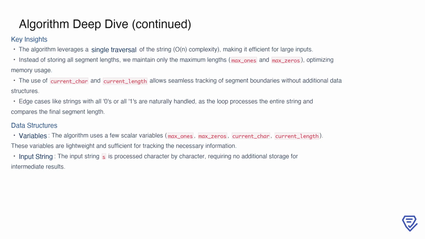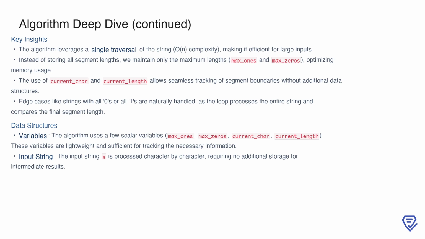By traversing the string only once, we achieve a time complexity of O(n), where n is the length of the string. This ensures the algorithm scales well even for large inputs. Additionally, memory usage is minimized because we only need a few scalar variables such as max_1s, max_0s, current_char, and current_length. We do not store all segment lengths, only the maximum ones, which keeps the memory footprint low. The use of current_char and current_length allows us to effectively track segment boundaries without requiring additional data structures.